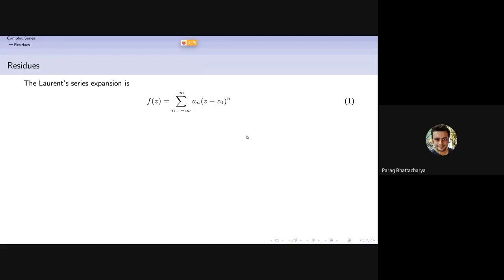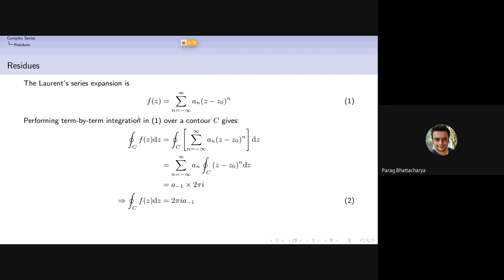We are interested in residues because that is going to help us solve many real integrals. So what is a residue? A Laurent series expansion is this, equation number 1. Now if I perform a term by term integration in equation 1, you integrate the left hand side over some contour C, and the right hand side also over the contour C. Now I can take this integration inside, so the summation and the a n come outside, and then we have this.